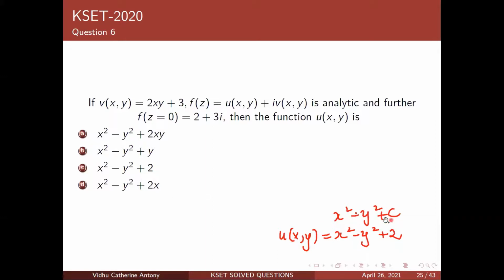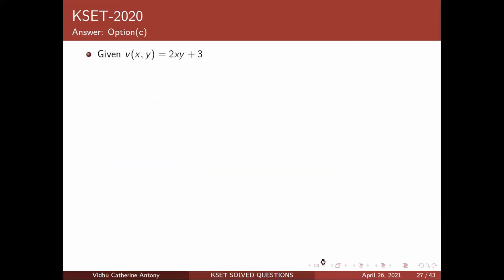But once you get this form, you realize that all the other options have y or x components associated with it. So it's not going to be any of these options. It only has to be a constant. So that's how you can eliminate this calculation for the constant of integration and proceed to tick the answer. Okay, so let's move on to the seventh question.